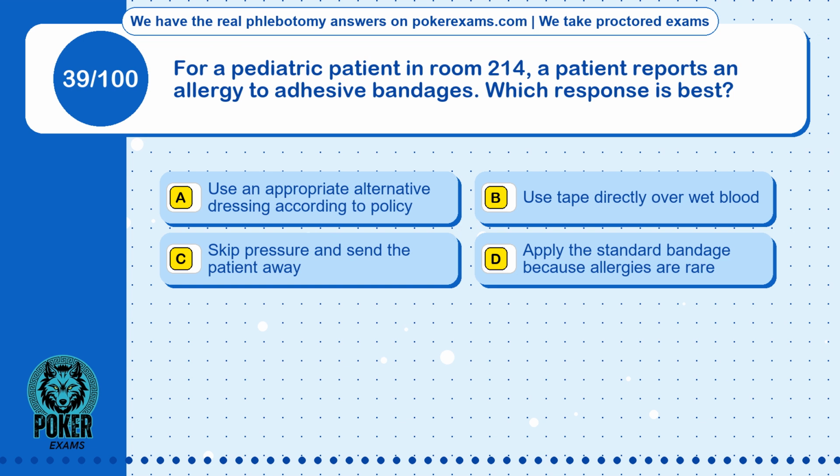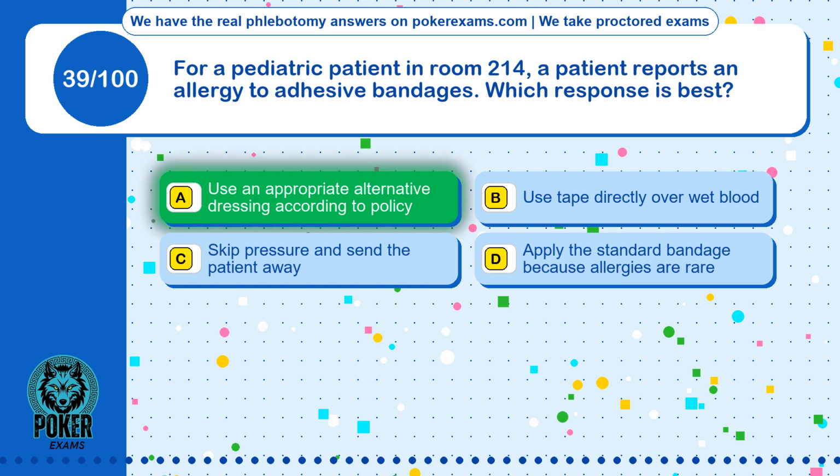Question 39. For a pediatric patient in room 214, a patient reports an allergy to adhesive bandages. Which response is best? Option A. Use an appropriate alternative dressing according to policy. Option B. Use tape directly over wet blood. Option C. Skip pressure and send the patient away. Option D. Apply the standard bandage because allergies are rare.